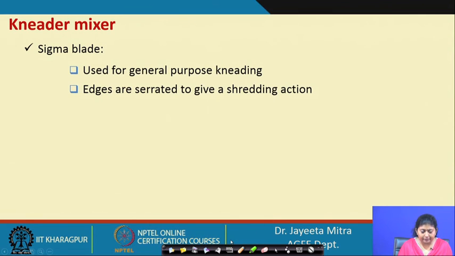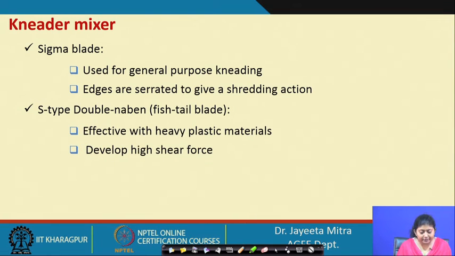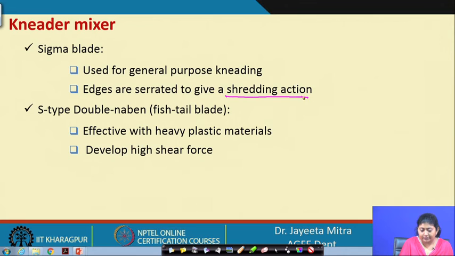Now, coming to the different kinds of blades of a kneader mixture, one kind of blade is the sigma blade. This is used for general purpose kneading, and the edges are serrated to give a shredding action. So, along with shearing, here we are providing shredding action also. Shredding means we tear the material into many parts. Okay. So, these are the sigma blades. Then the S type double Nabben fishtail blade. These are effective with heavy plastic materials and develop high shear force.